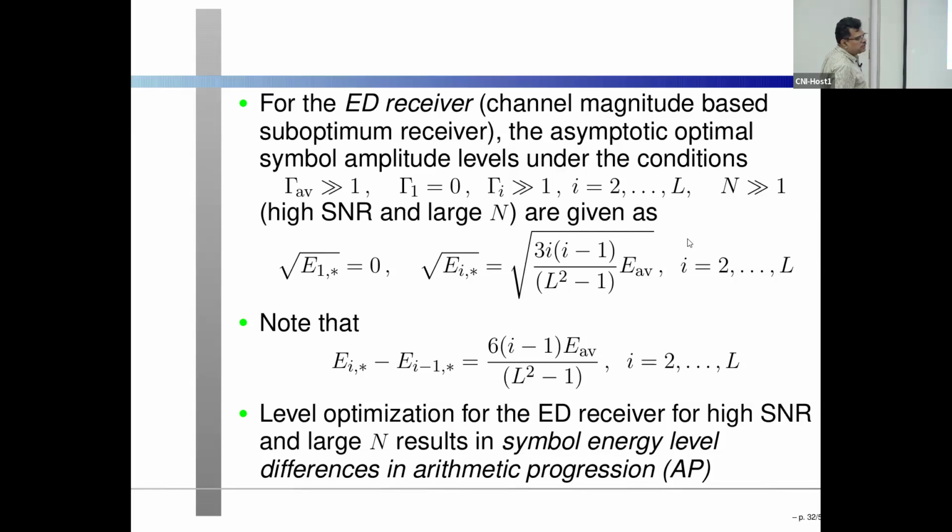So will be the difference of the SNR levels. It is just a scale factor. The basic thing will not change. So if you have gamma I and this is gamma and this will be gamma average, that's all. There's no other difference. So symbol energy level difference is in arithmetic progression. So that's for the ED receiver.